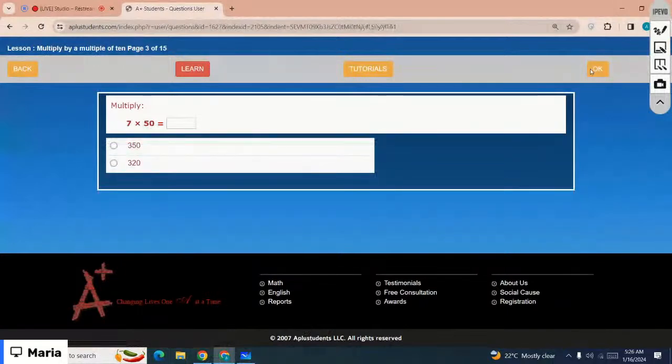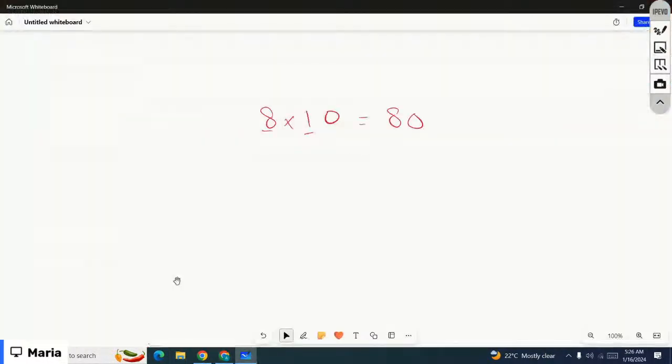The next one is multiply 7 times 50. Just multiply the non-zero numbers. 7 times 5 is 35, and you have a 0, so that would be 350. 50 times 7 is 350. Got it? The correct option is 350.